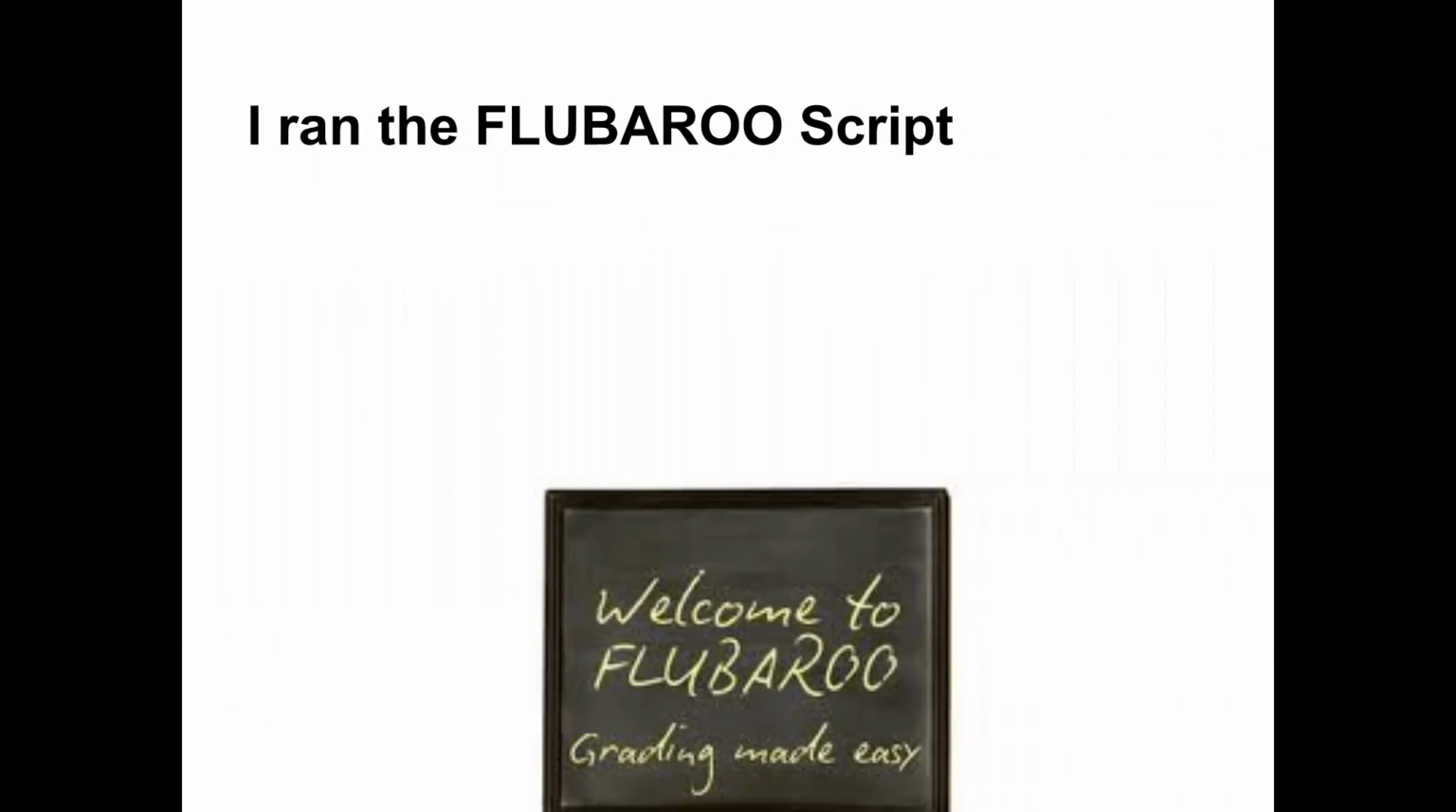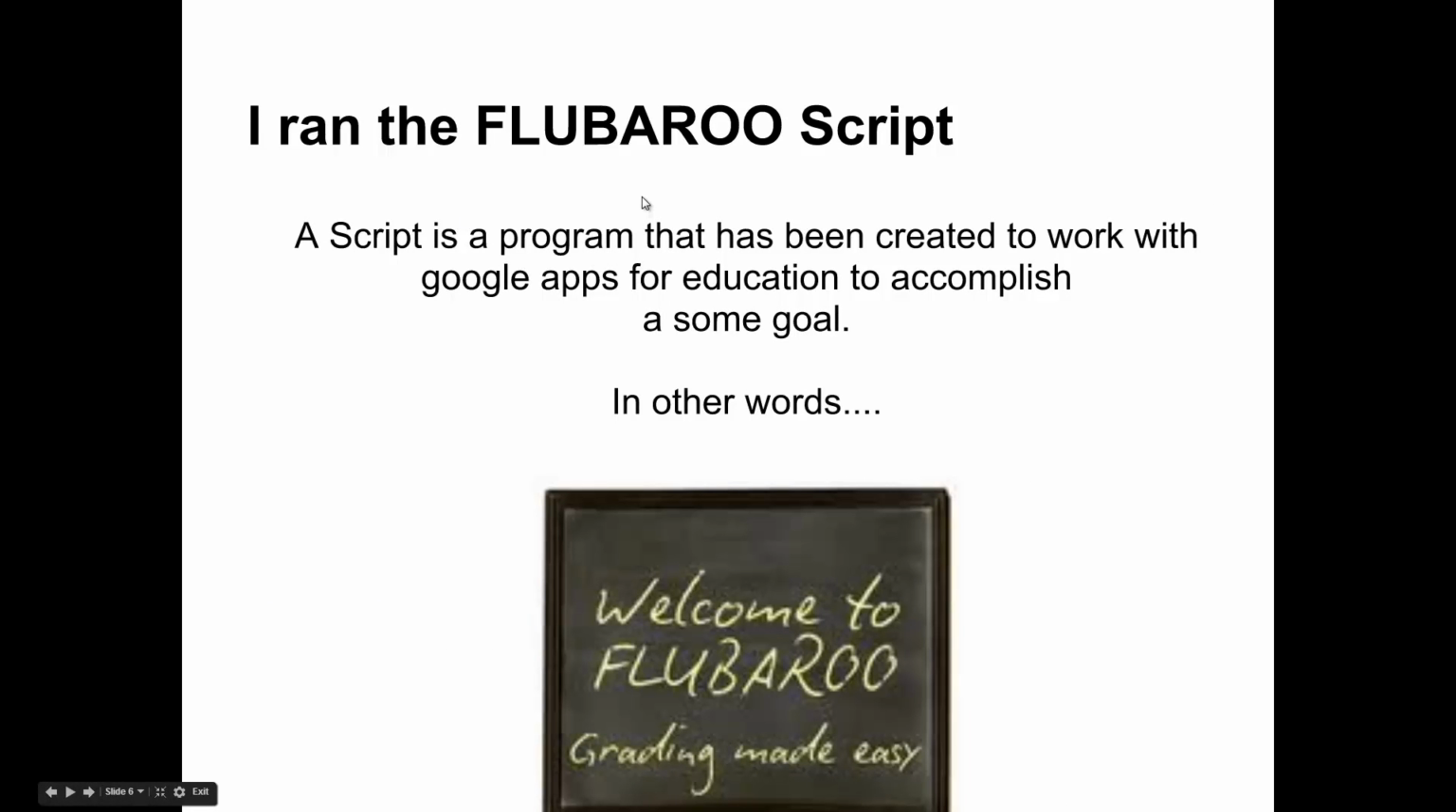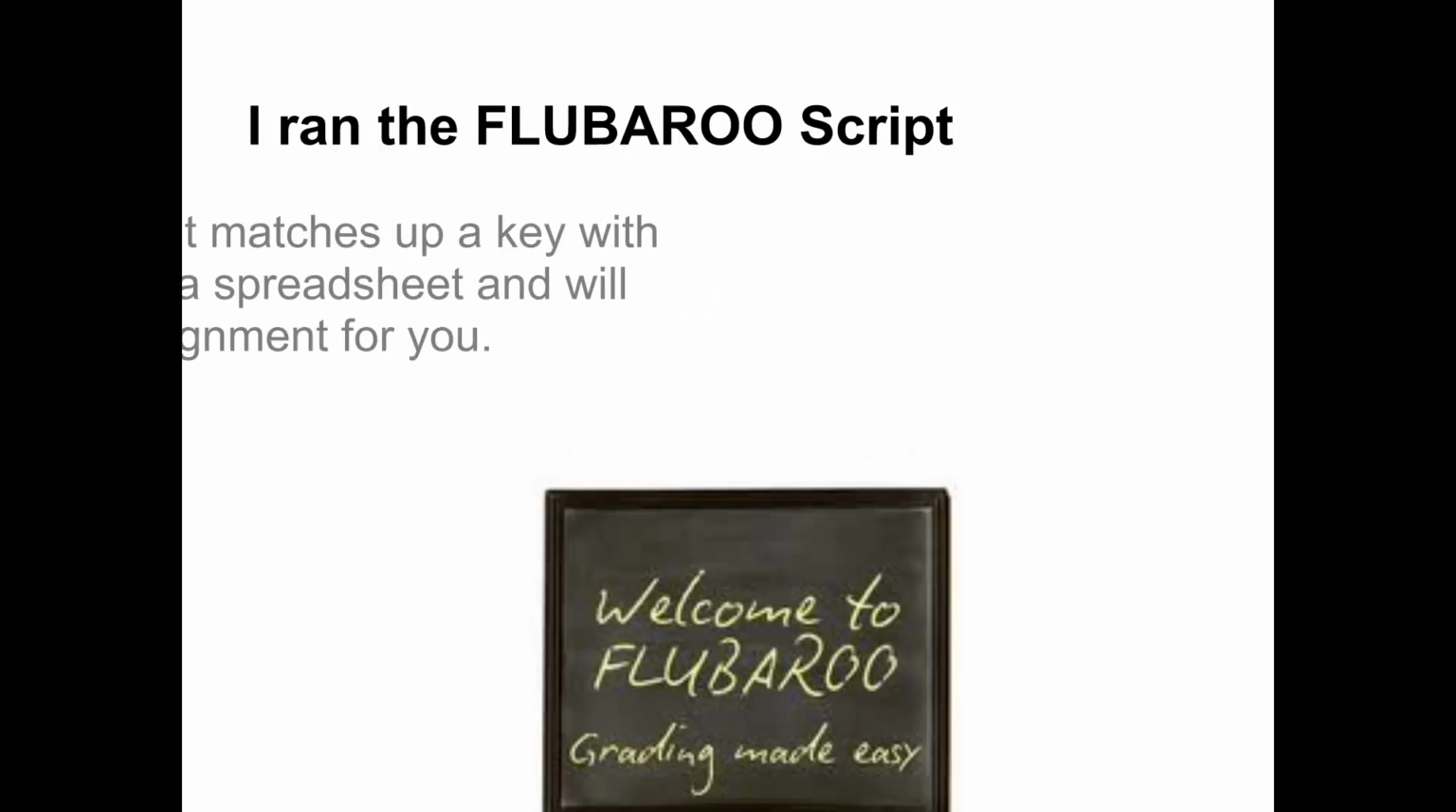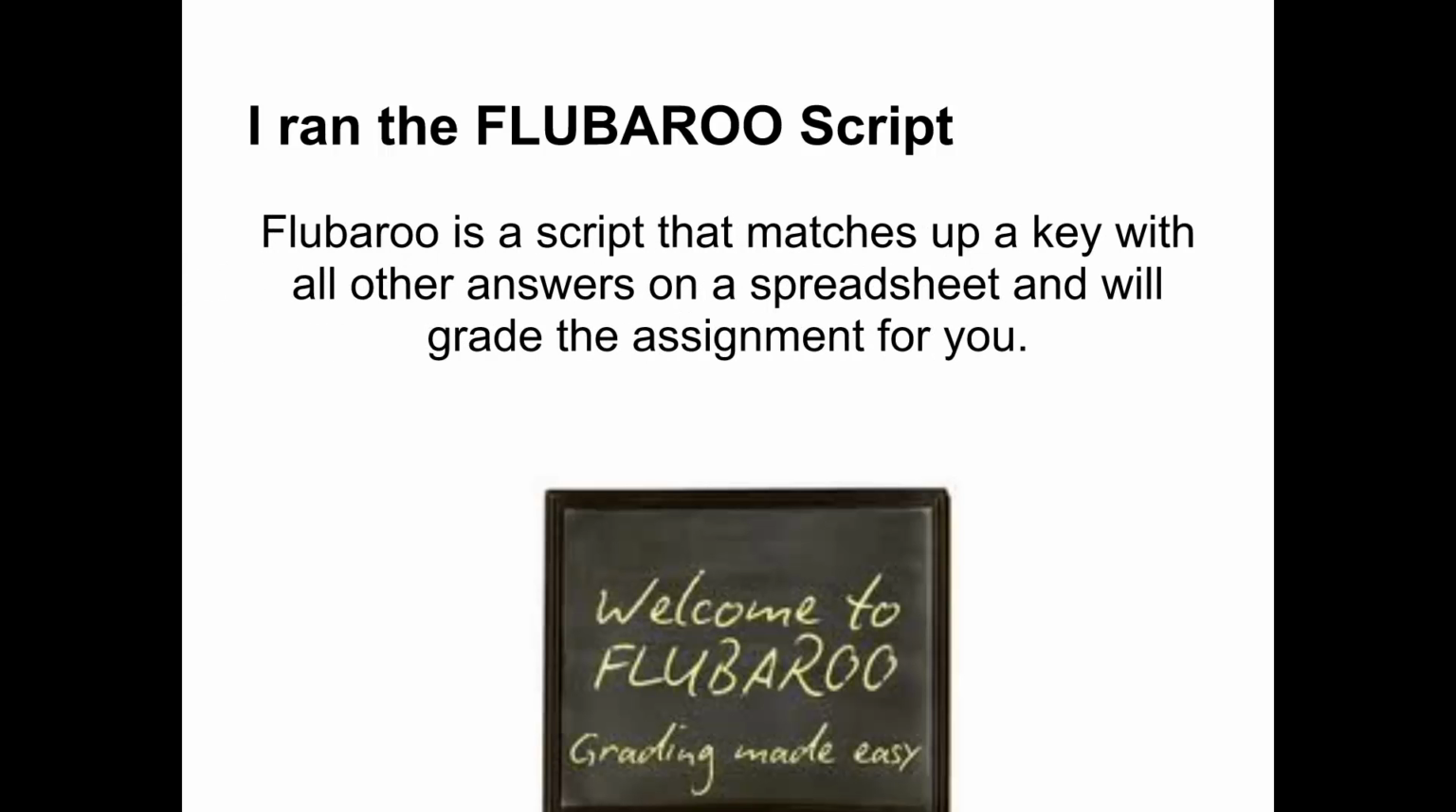Now you're probably wondering what a script is, and a script is a program that has been created to work with Google Apps for Education to accomplish some sort of goal. In other words, it makes your life easier. So what Flubaroo does specifically is it's a script that matches up a key with all the answers that are submitted via a form. So it takes those spreadsheet answers that we have and matches against the key just like a teacher would do, and it actually grades the assignment for you.